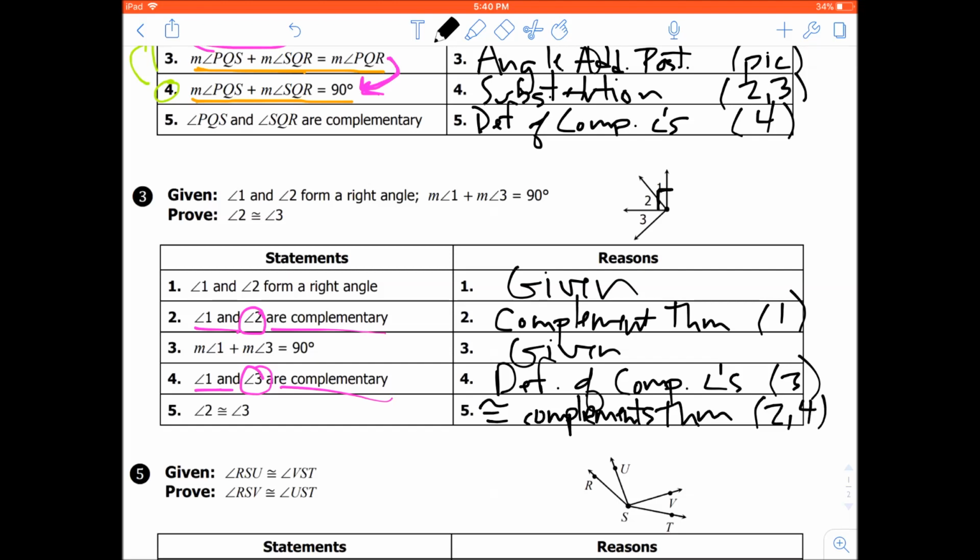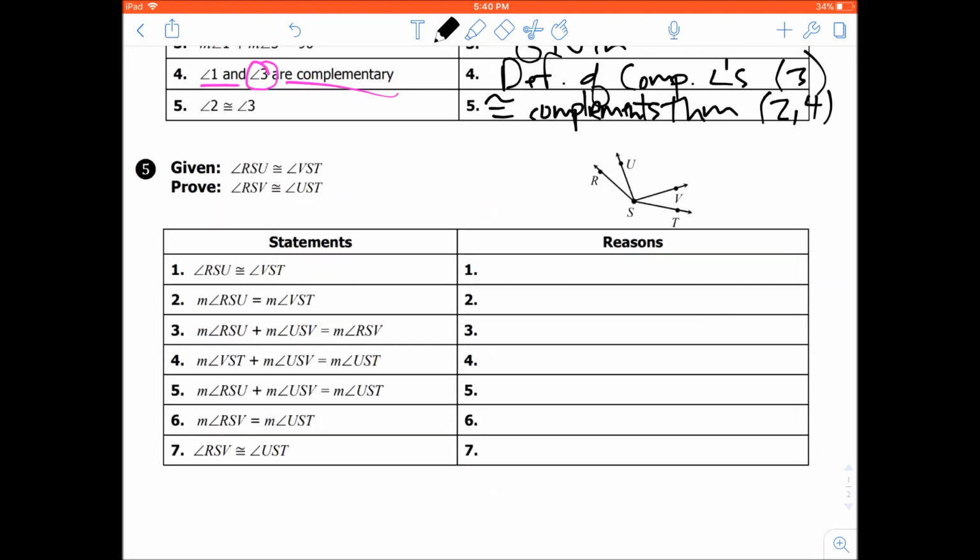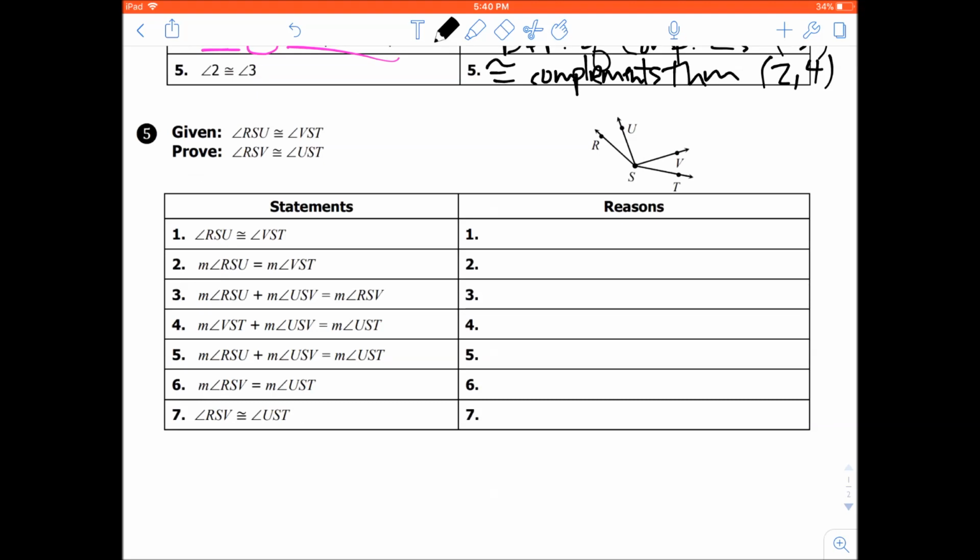Let's do one more example together. So down to number 5. Number 5, we know angle RSU is congruent to angle VST. So remember, we're going to add this to our picture. Now we're talking about angles now. Segments, when we knew they were congruent, we would add tick marks on the segments. For angles, we do not want to add tick marks. We want to add arcs.